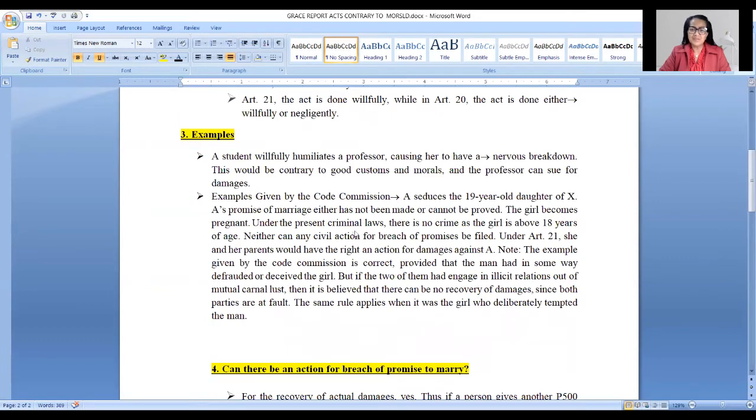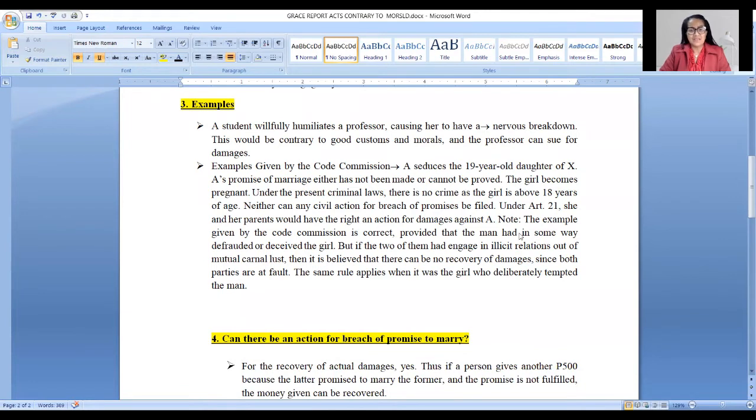Under the present criminal laws, there is no crime as the girl is above 18 years old. Neither can any civil action for breach of promises be filed under Article 21. She and her parents would have the right and action for damages against A.